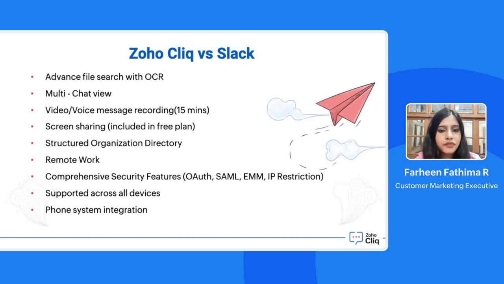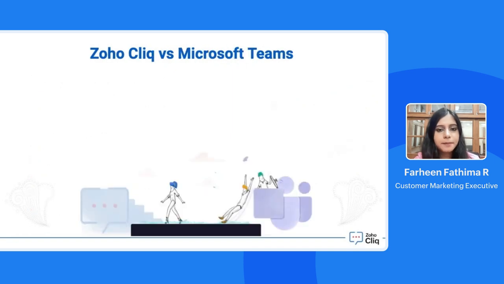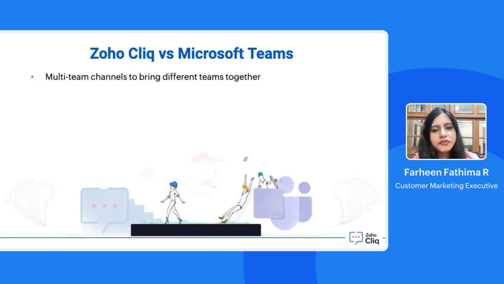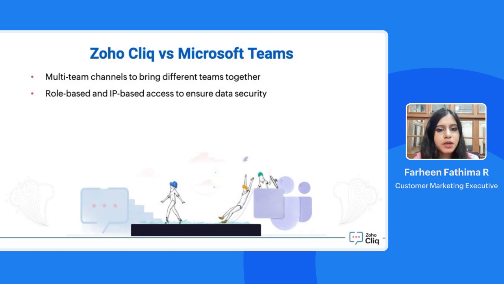Now, let us look at some features that make Zoho Click a better alternative than Microsoft Teams. Quite often there's a need to collaborate with other teams in the organization. To make communication easy, you can create multi team channels in Click and onboard members from different teams. With role-based permission in Click, you can enable specific users to access important actions like deleting a file. To protect your organization's data, you can also restrict access to specific IP addresses.